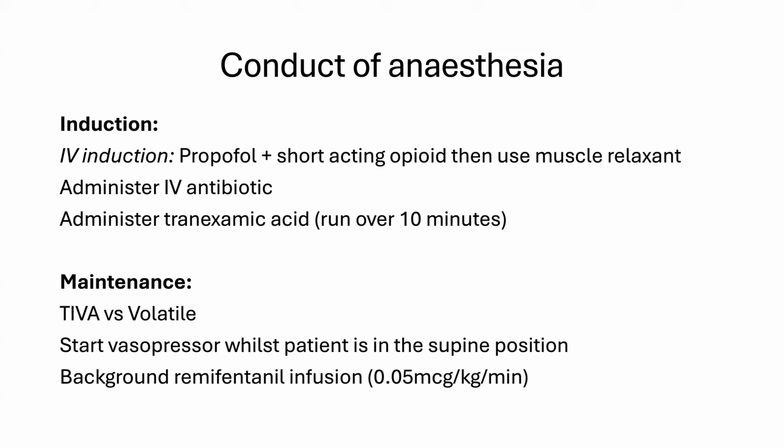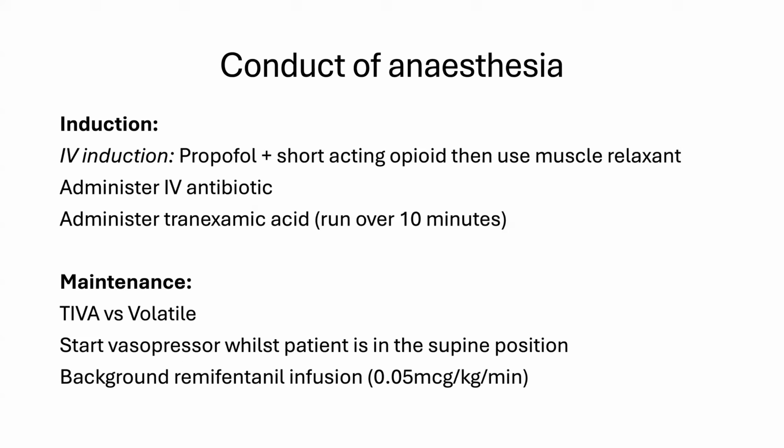Prophylactic IV antibiotics will be required for shoulder surgery, and surgeons often ask for tranexamic acid. Typically, it's 1 gram of tranexamic acid, which I would advise running over about 10 minutes because it can cause hypotension. As well, it has been noted some patients can actually have a seizure while receiving tranexamic acid. So it's advisable to give it over 10 minutes as opposed to bolusing it in over like 30 seconds or 1 minute.